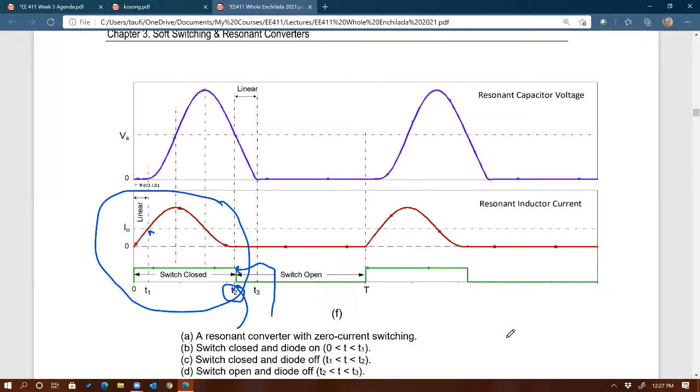At what condition do you think I will not achieve 0 current switching? If I want to turn off the switch at T2, same time, right there. Don't change that T2. If it remains sinusoidal. Right. That's number 1. That's actually the answer I'm looking for. What's number 2?